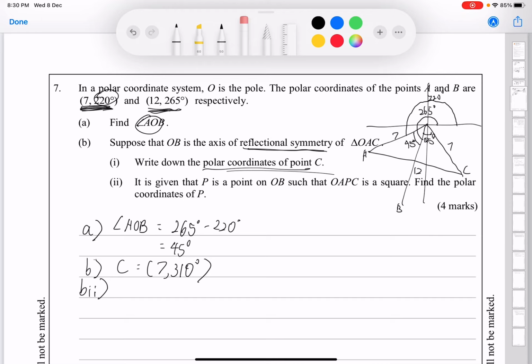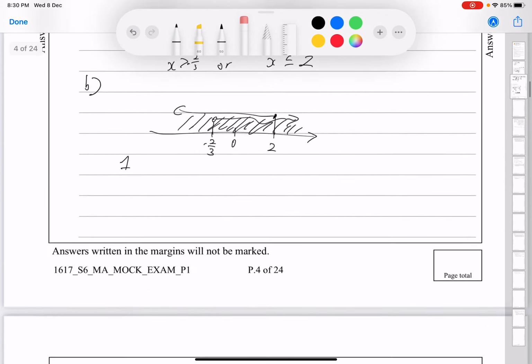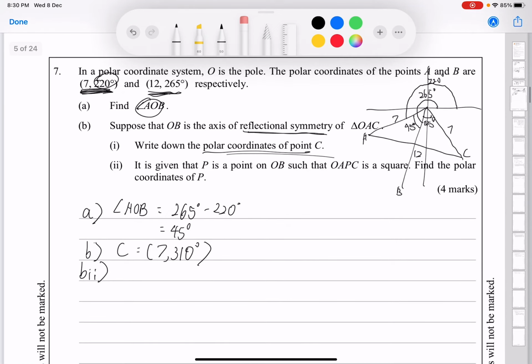There is a point on OB in which this one is also 7. Remember the square properties. This one is 90 degrees, this one is 90 degrees, this one is 90 degrees as well.